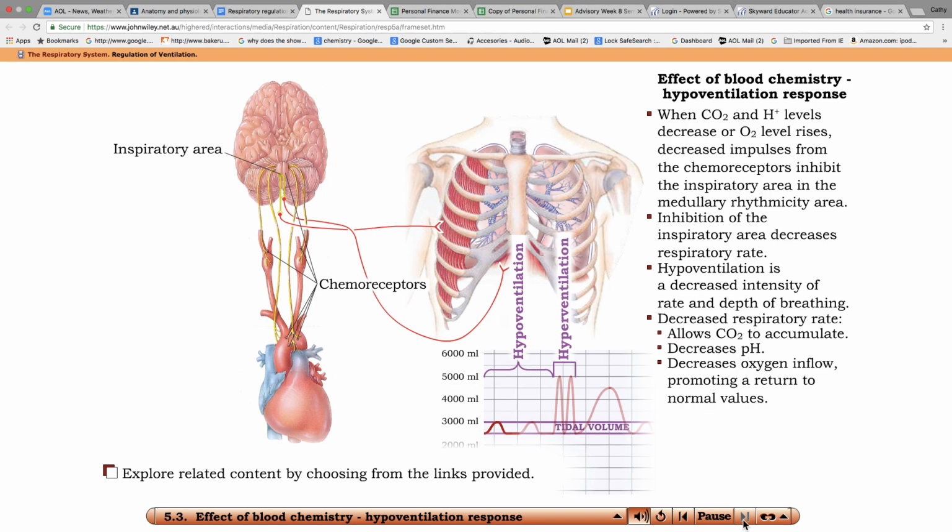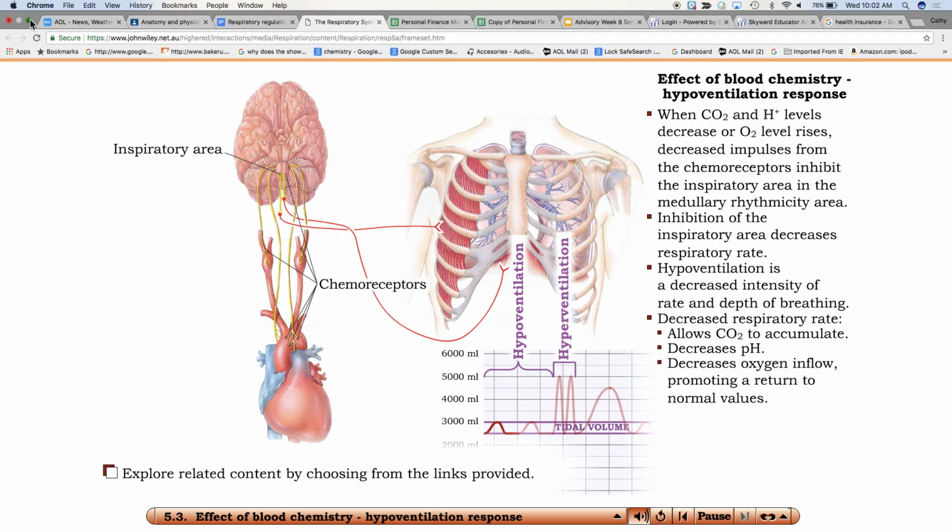So for this quiz you're having Friday, you need to know the centers of the brain that regulate it. You need to know what happens when you have normal ventilation versus forced ventilation. You need to know what chemical compounds in the blood are being monitored and what happens during hyperventilation and hypoventilation. How does pH change? How does CO2 and oxygen change? Questions on that? How pH levels change, how oxygen levels change, and how carbon dioxide levels change. Questions on that? That should have answered most of the questions that were on that worksheet.